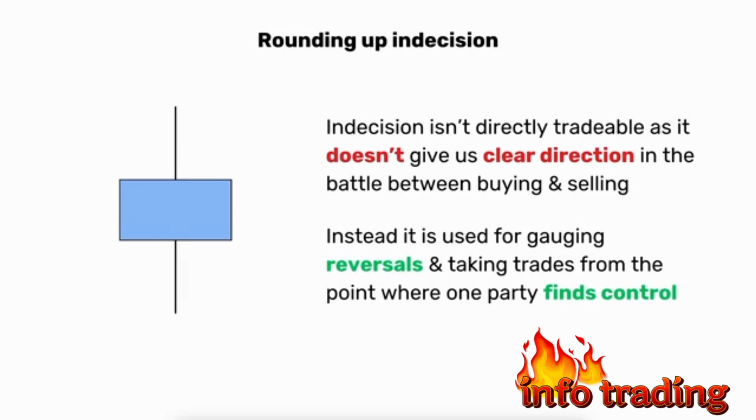So to round up indecision, it's not directly tradable as it doesn't give us clear direction from buyers or sellers, but instead it is used for gauging reversals and also taking trades from the point where one party finds control.